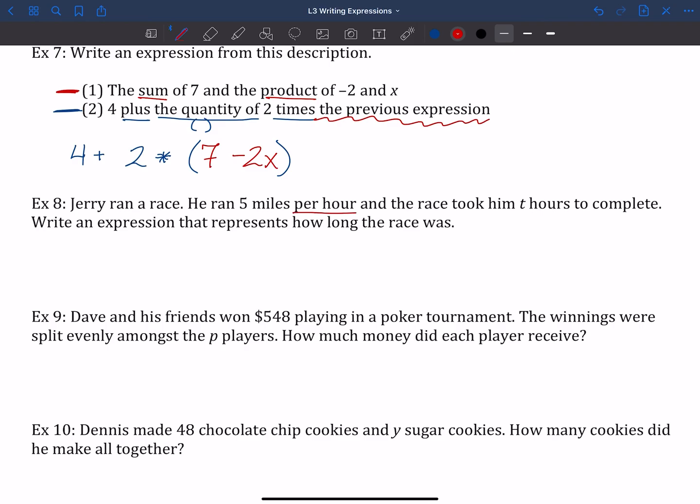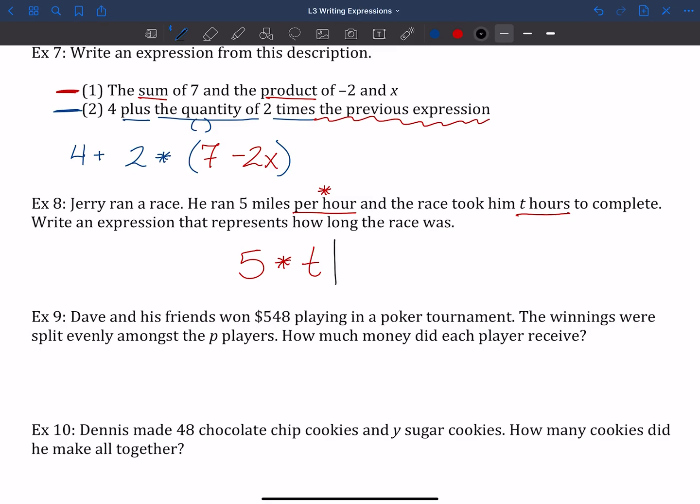Per hour is kind of talking about multiplication a lot of the time. It's not something that you may have heard in the past, right? So it's okay if this seems a little bit new. He ran 5 miles per hour, and it took him T hours. So this is like saying 5 times T, right? If it took him 3 hours to complete, 5 miles per hour over the course of 3 hours would be 15 miles. And that would make sense, right? If it took him 3 hours and he did 5 miles an hour the whole way, 15 miles total, right?